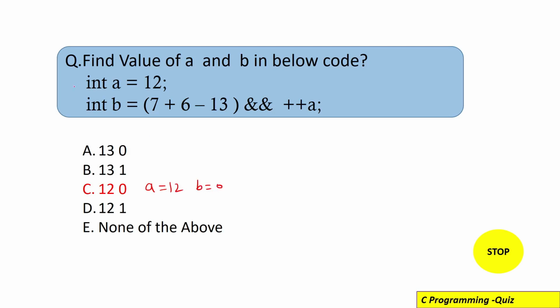So let's see how. The first line says int A equal to 12. That means A will store 12. Now the second line says int B equal to this whole expression. And here you can see you have the logical AND operator. This is the left hand side of this AND operator and this is the right hand side expression. You first need the left hand side answer and then the right hand side answer, and then you can check whether you get true or false after executing this whole expression.